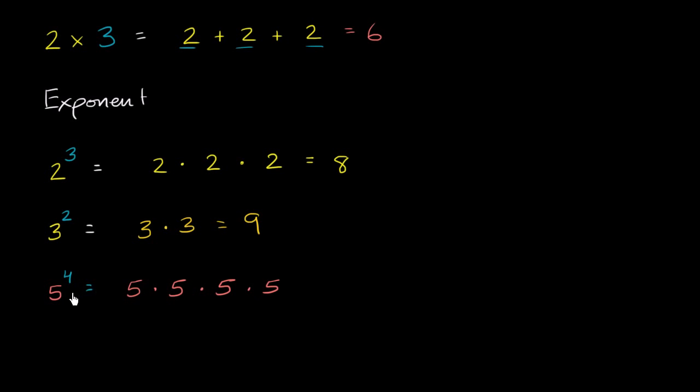We're not adding it. This is not 5 times 4. This is not 20. This is 5 times 5 times 5 times 5. So what is this going to be? Well, 5 times 5 is 25. 25 times 5 is 125. 125 times 5 is 625.